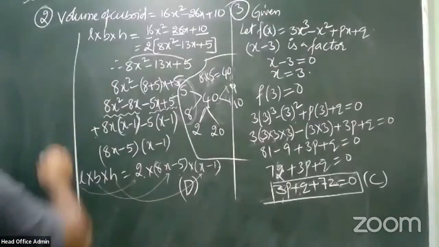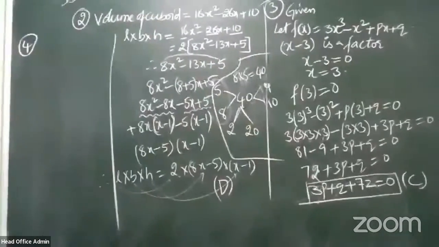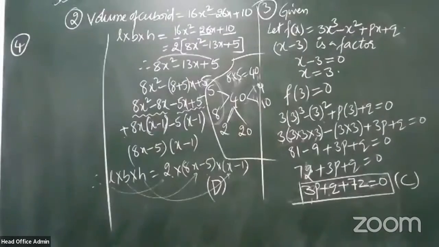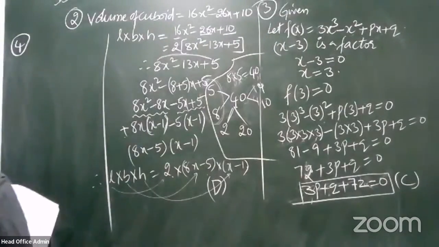Fourth problem. Are you able to look? Okay, let me move this. Now, fourth problem, you see, if a plus b plus c equal to 0, a cube.